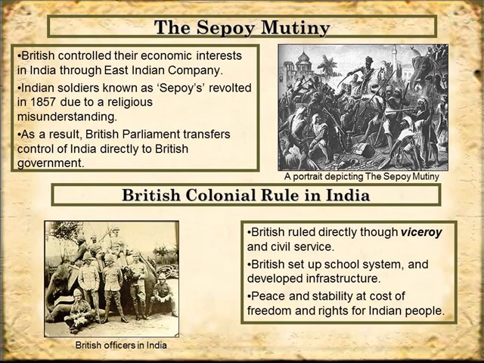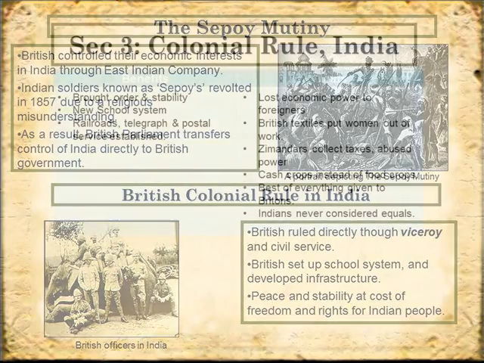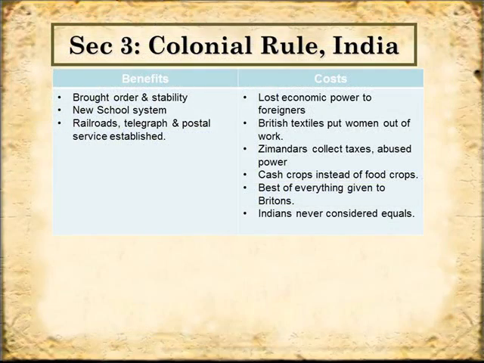Colonial rule in India, well, the British rule directly through the Viceroy and civil service. British set up a school system and develop infrastructure. Peace and stability at the cost of freedom of rights of the Indian people, though. Now, if you look at this particular slide, it's discussing the benefits and the costs of colonial rule in India. So the benefits, some might say, brought order and stability to a country that was not so orderly and stable prior to them getting there, and giving them a structure of government, a new school system, and of course, railroads, telegraphs, and postal services were established. But was it worth it? Look at that list on the left. It is much shorter than the one on the right.